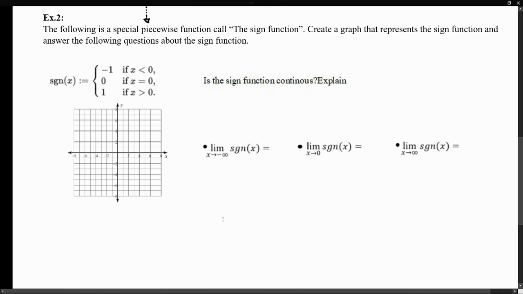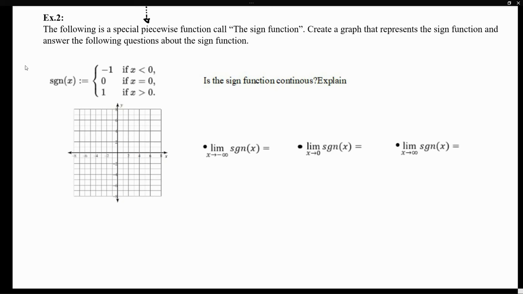So now let's take a look at one more example real quick here, just to give you a better understanding about this step function. It says the following is a special piecewise function, and we call it the sign function. And you're going to see why we call it the sign function in a second. The first thing we want to do is create a graph that represents the sign function, and then let's try to answer some questions.